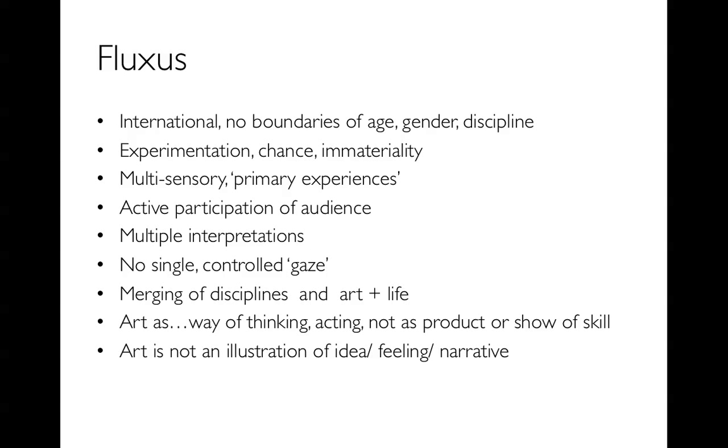A third group going on almost simultaneously, from the late 50s and through the 60s, would be a group called Fluxus. And Fluxus still actually has active members continuing. These are some of their characteristics. They were notably an international group with a wide range of ages, genders, and disciplines. Some of them came from a visual art discipline, but some came from music or from theater or from other disciplines altogether. They were very interested in experimentation and chance and immateriality.